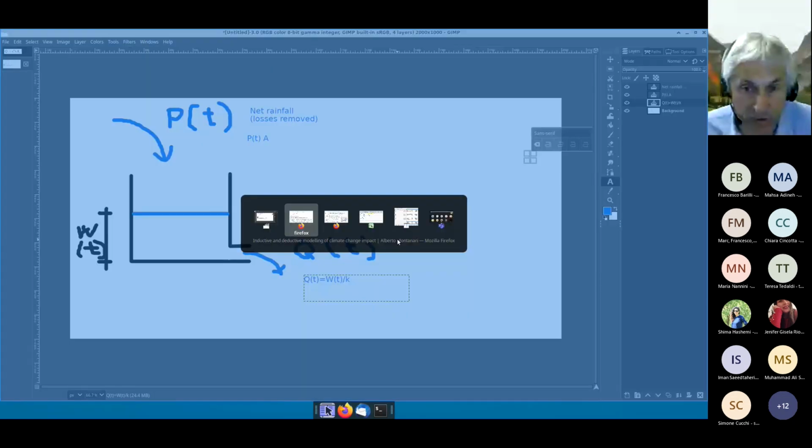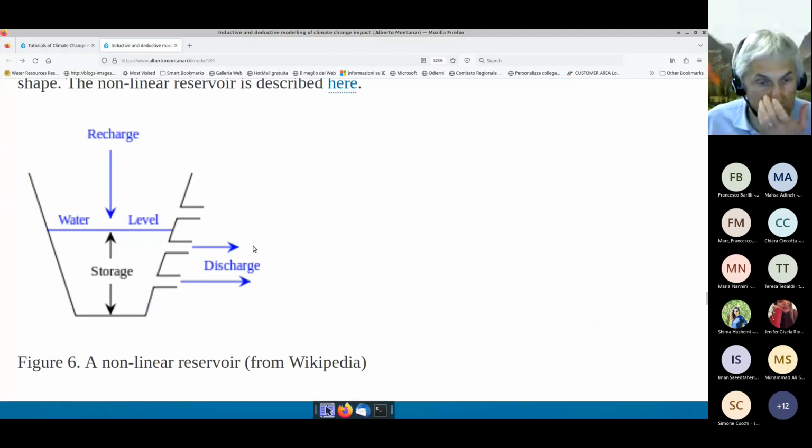And I give you an example here, and I close with this. This is taken from Wikipedia. This is a more complicated conceptual scheme, which is non-linear. There are several discharges. This is reasonable. You may assume that the river flow is given by the sum of several discharges instead of only just one. And in doing that, you introduce complexity in the form of non-linearity.